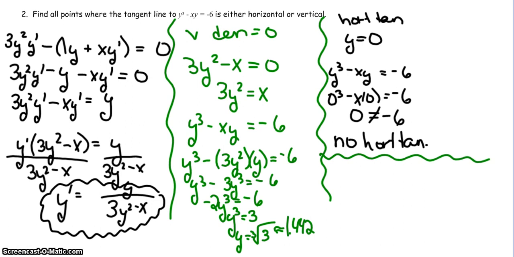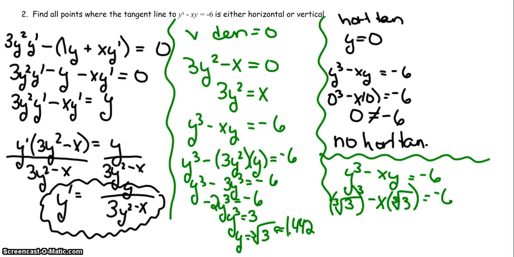And now we'll need to plug back in to the original again to find out what the x value is. I'm going to use the cube root. I feel it's going to be a more accurate answer. So the cube root and the cube cancel each other out, and I have the cube root of 3 times x equals negative 6.